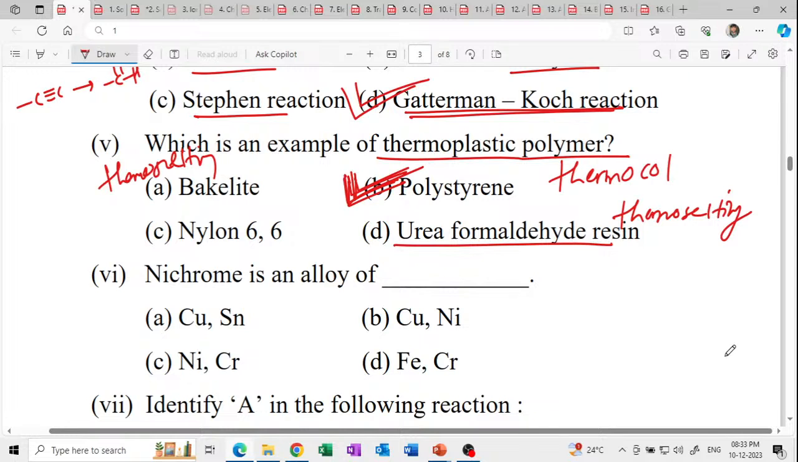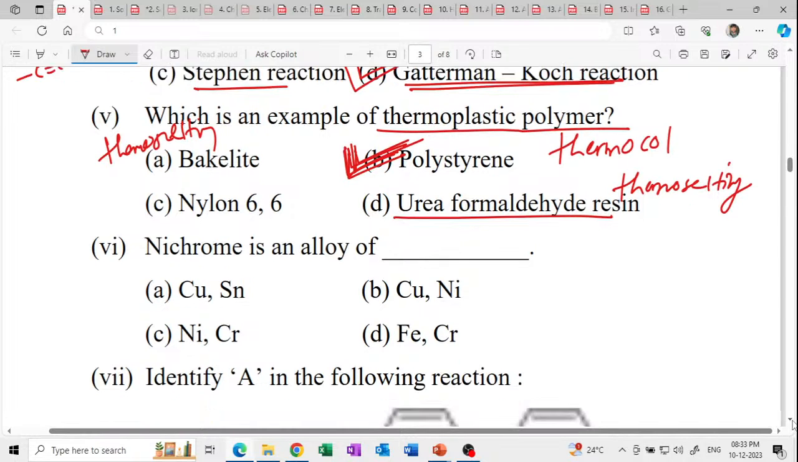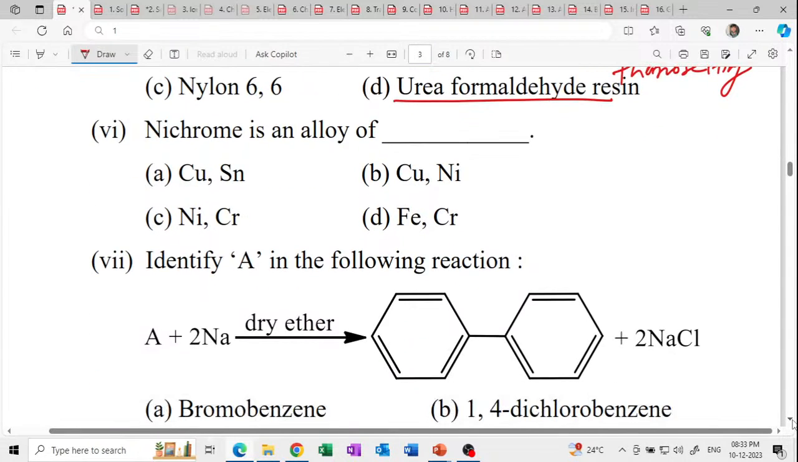This is the polystyrene. Next is the number 6. Nichrome is an alloy of. What is the answer? Nichrome is the alloy of nickel and chromium. So nickel and chromium is the answer. Nichrome. So this is a very important question.